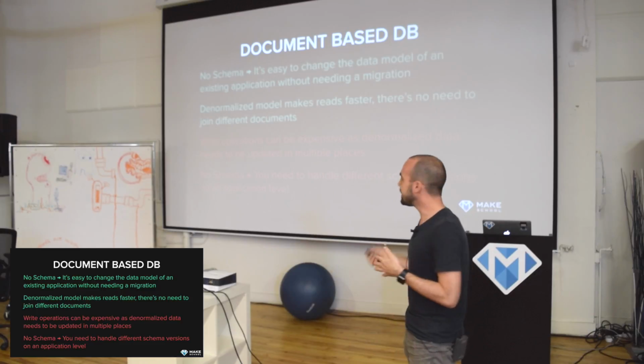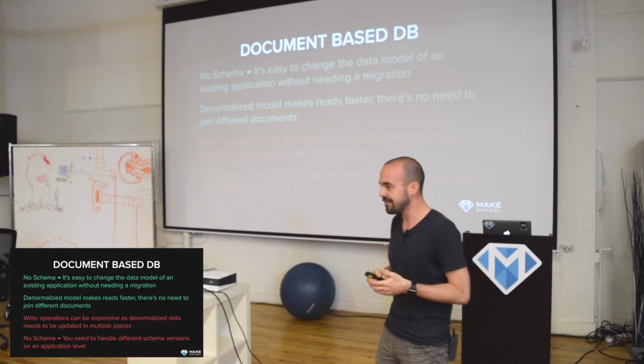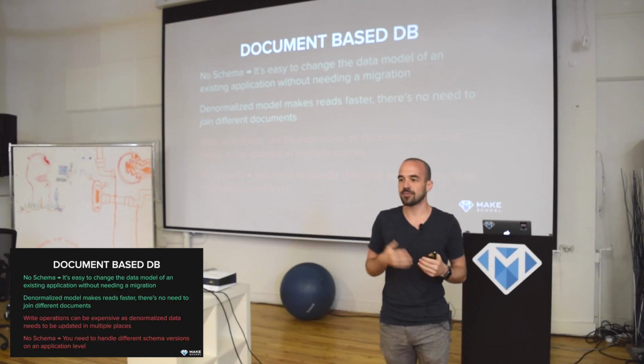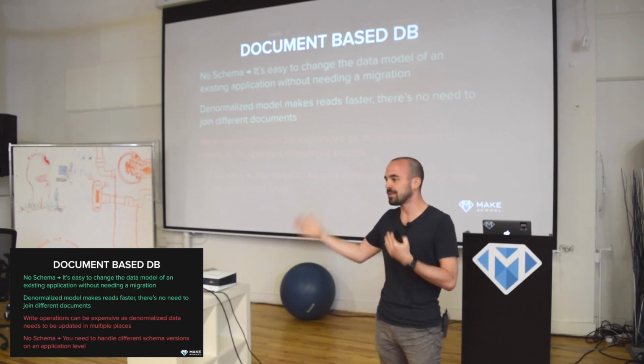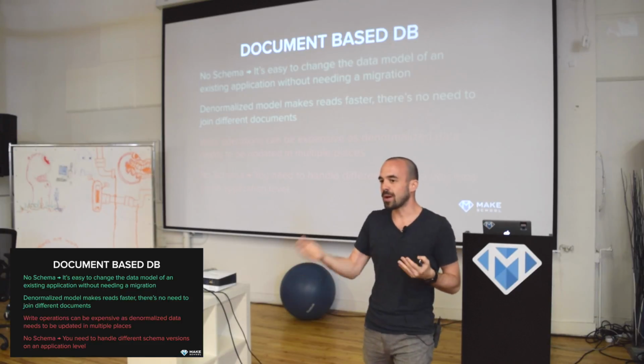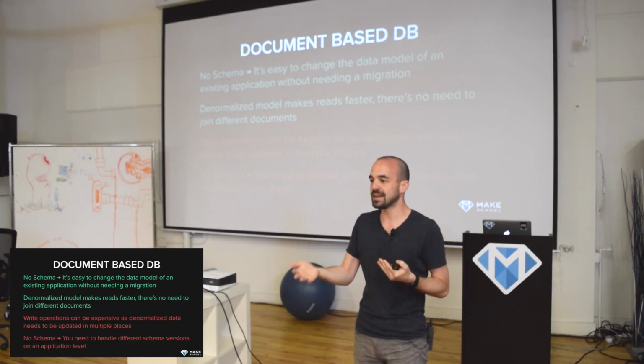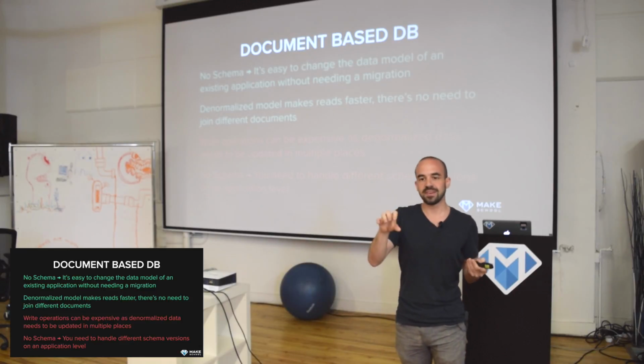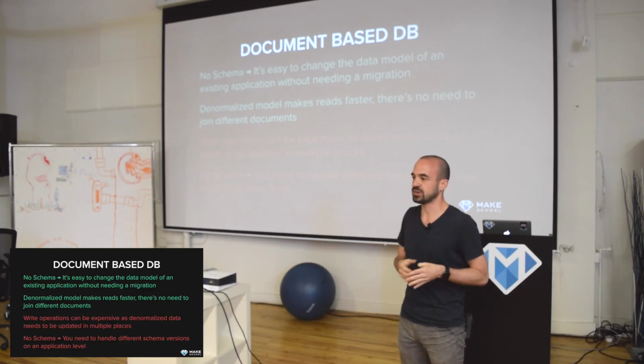So basically, these document-based databases became very popular because they were schemaless. And a lot of people thought it's much easier to just change the schema on the fly. But it turns out that your application still will have to deal with missing fields or additional fields at some point. So it just kind of moves the schema validation from the database to your application.